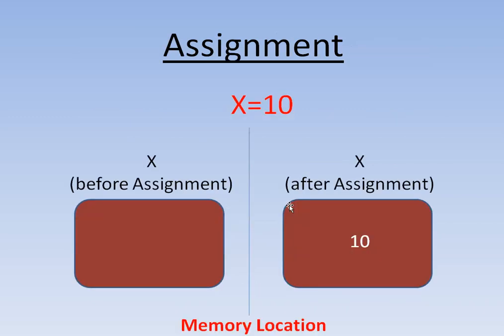Let us explain the assignment statement by means of a small example, that is, what happens internally in the memory. Let us take a memory location x. Before assignment, we find the value in the memory location x is blank, and after assignment we see the value 10, that is, 10 is assigned to x. So in the memory location x, the value is 10 now.